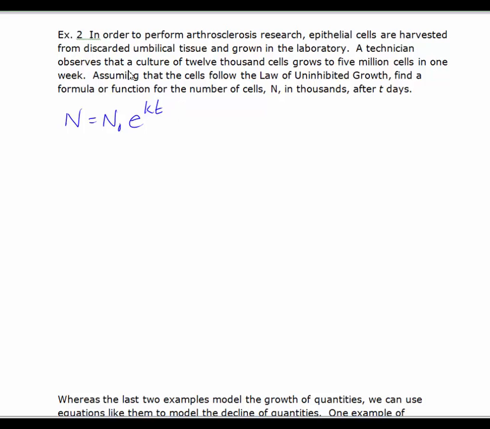So our initial amount, it says that 12,000 cells grow to 5 million, and so we know that N sub 0 is equal to 12. Remember, this function N is in thousands, so if we have 12,000 grows to 5 million, I don't want to put 5 million. If I cross off the 3 zeros, that would give me 5,000 thousand. So N sub 0 equals 12, and N is going to be 5,000.